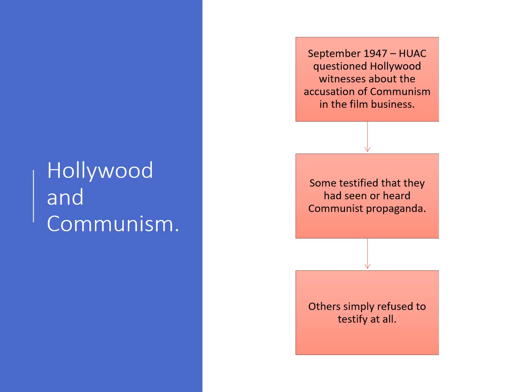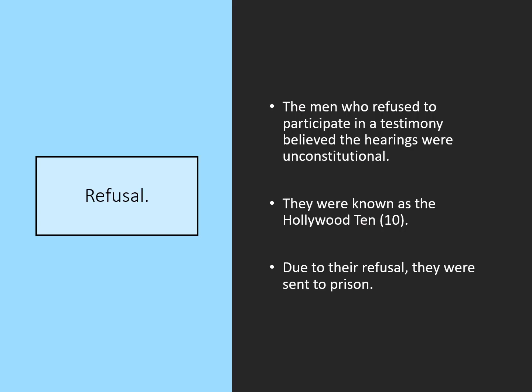Hollywood and communism. In September of 1947, HUAC questioned Hollywood witnesses about the accusation of communism in the film business. Some did testify that they had seen or heard communist propaganda being brought about in films, and others simply refused to testify at all. The men who refused to participate in the testimony believed these hearings were unconstitutional. Again, think about being charged with some type of crime that you don't even know what you did wrong, and not being presented with the evidence.